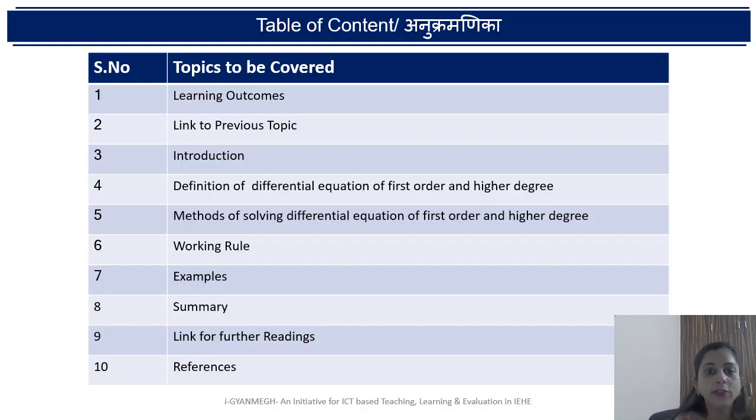The topics to be covered are learning outcomes, links to previous topic, introduction, definition of differential equation of first order and higher degree, method of solving differential equation of first order and higher degree, working rule, examples, summary, links for further reading and references.